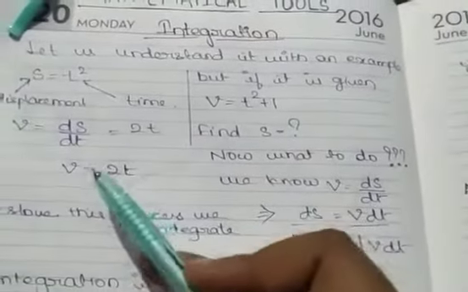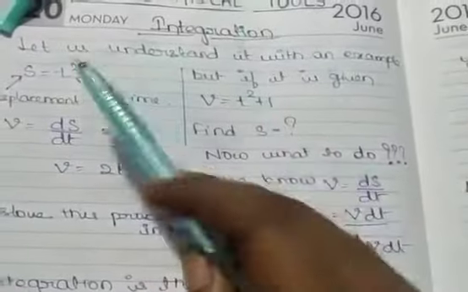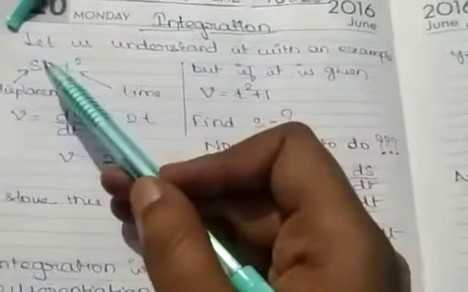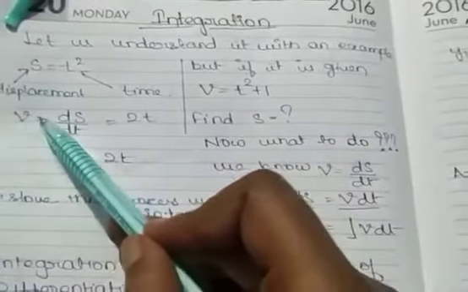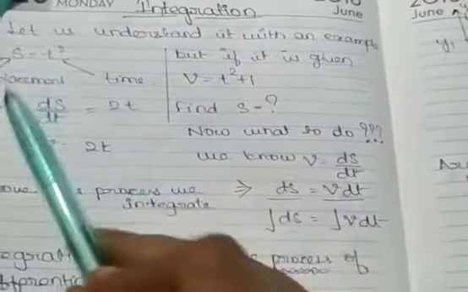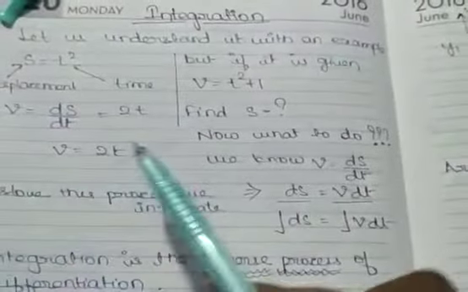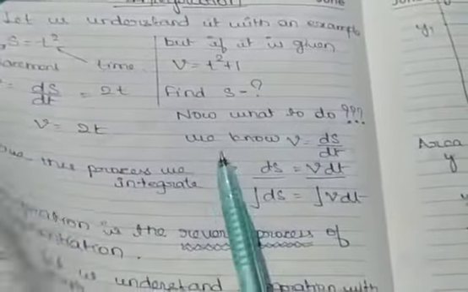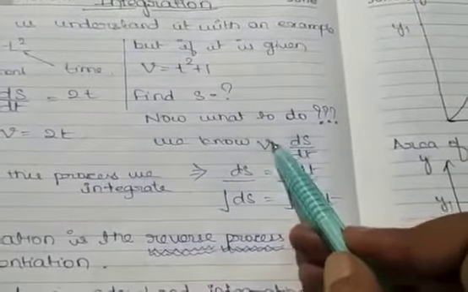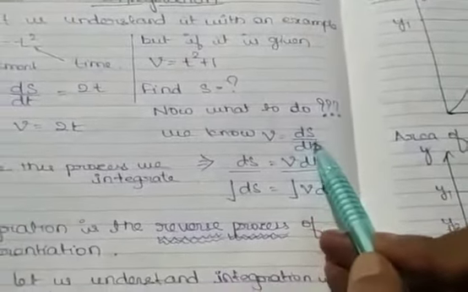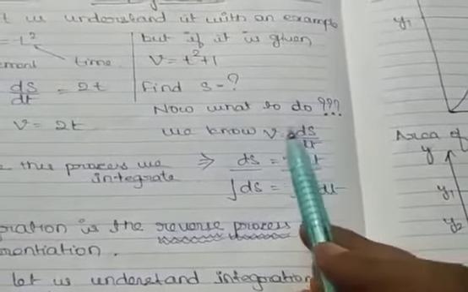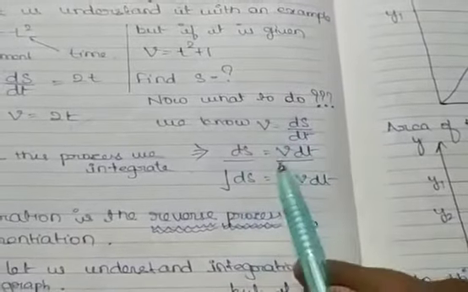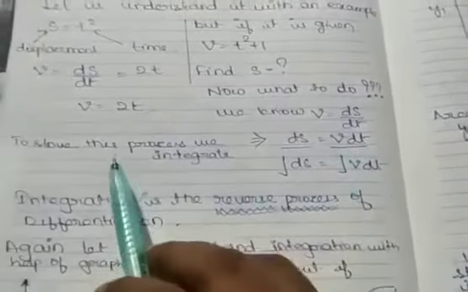Now suppose velocity is given and I want to find the displacement. When displacement was given, we could easily find the velocity by differentiating it. Now if the velocity is given and I ask you to find the displacement, what will we do? We know that velocity is ds upon dt. So if I take this dt with v, ds is equal to v into dt. Yes or no?